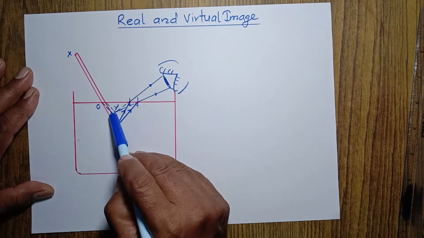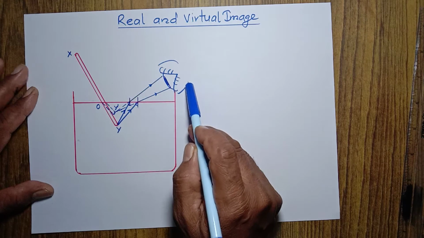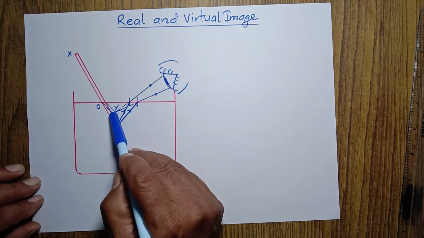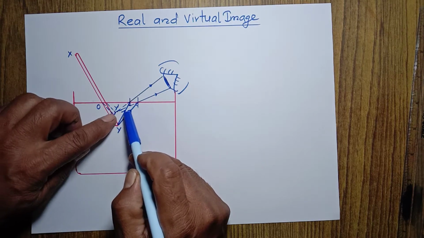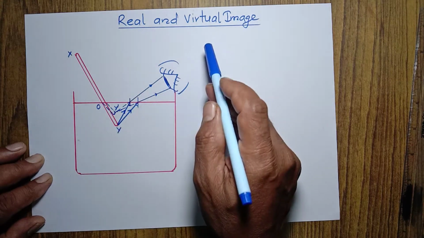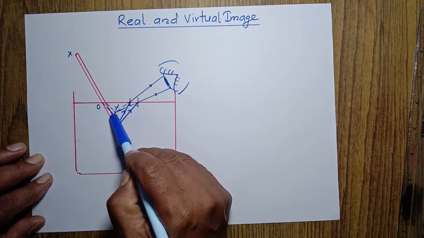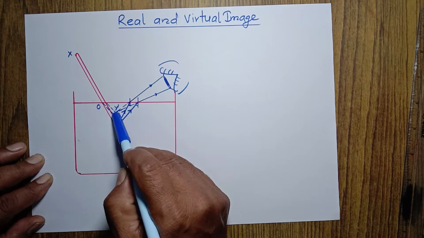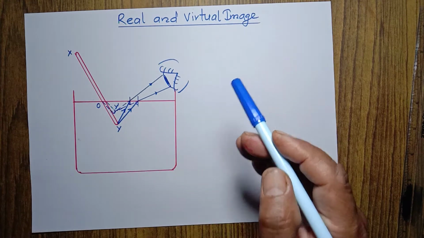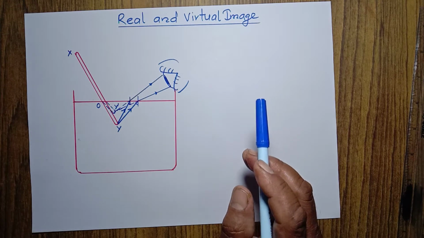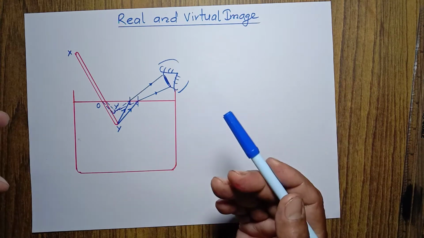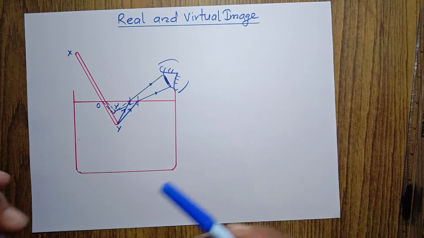Here light is not reaching up to the Y dash, and actually the refracted rays do not intersect at this point, and the image is not really formed at this point, but it can be seen from outside, and this is called a virtual image. If we take one screen here, this image cannot be obtained on the screen. This is a virtual image. It means an image which cannot be obtained on the screen is called a virtual image. It's a very simple definition. The image which cannot be obtained on the screen is a virtual image.